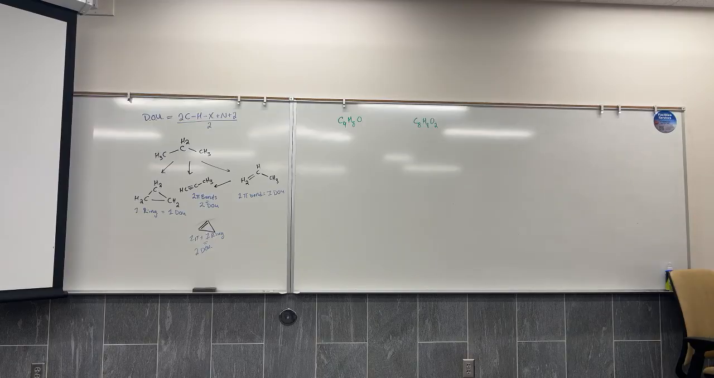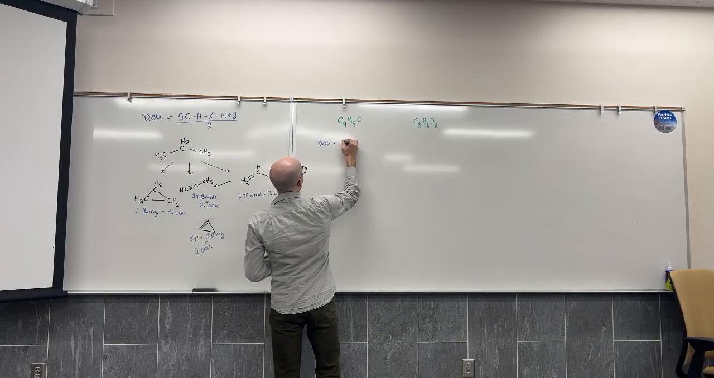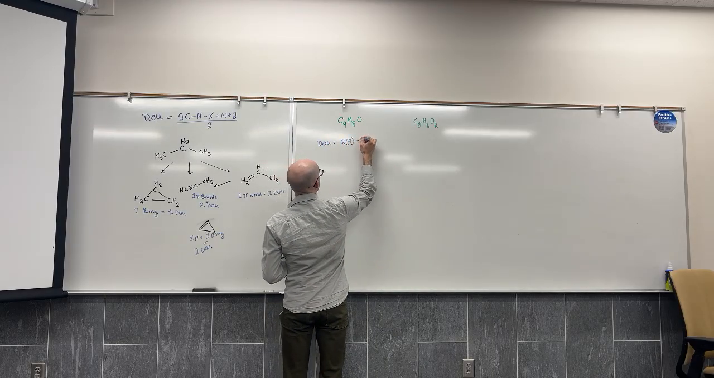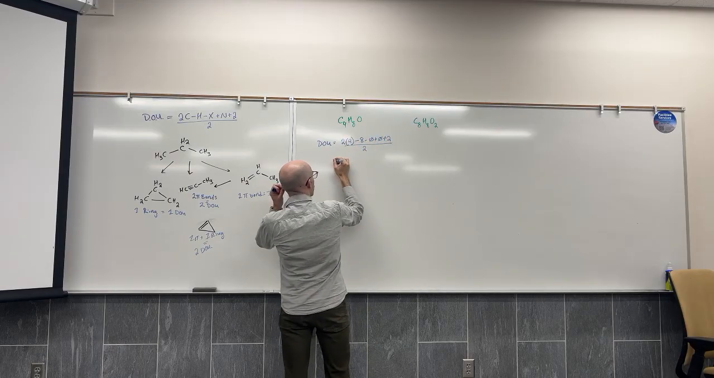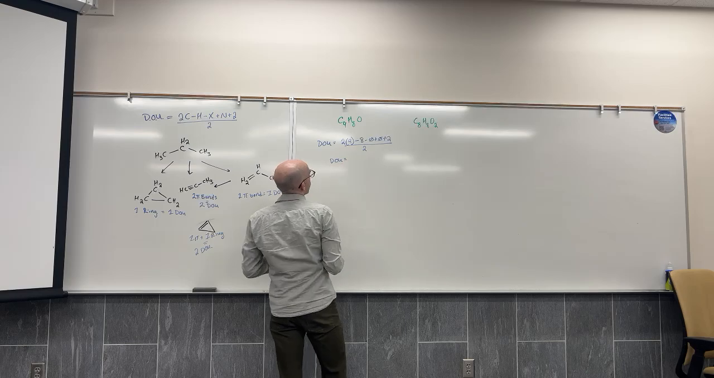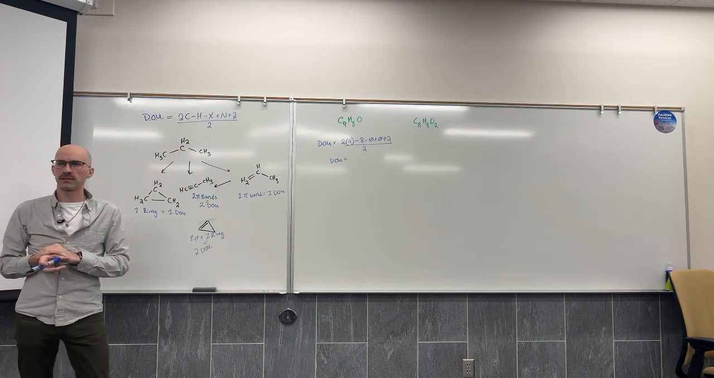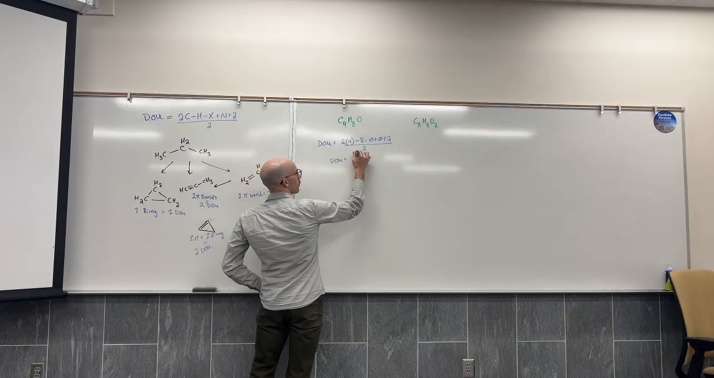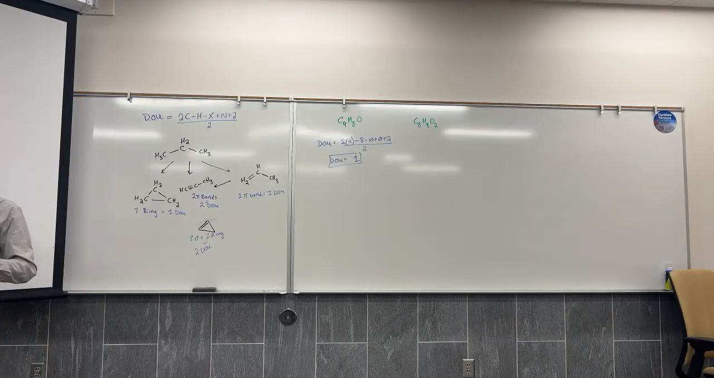All right, so we plug it in. We get 2 times 4 minus 8 minus 0 plus 0 plus 2 divided by 2. 8 minus 8 is 0. So I'm really just doing 2 minus 2. This compound either has 1 pi bond or it has 1 ring. How can I verify what it is? 1 pi bond or 1 ring?